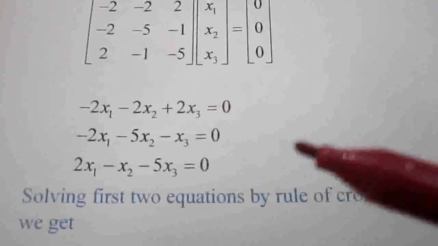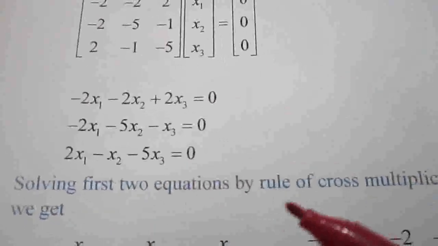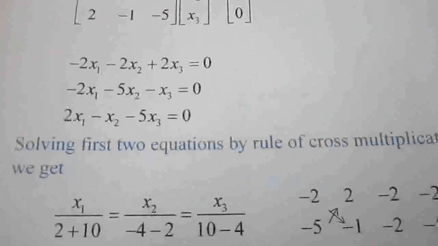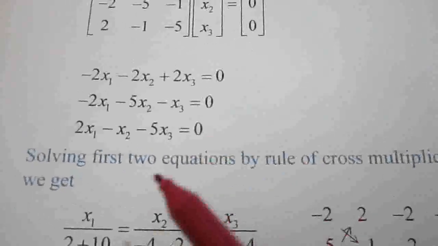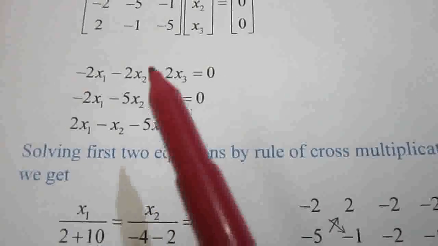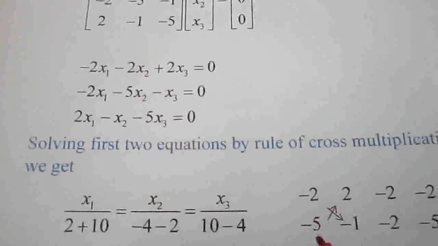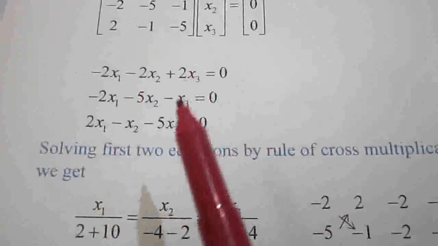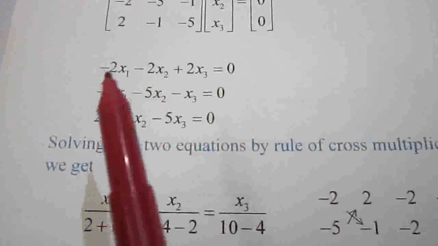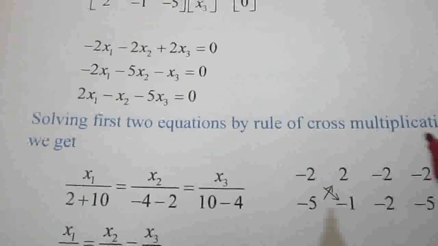We can choose any 2 equations, but I am going to choose the first 2 equations, solving them by the rule of cross multiplication. The rule is: the terms we have to collect from the second row are minus 2, minus 5, and the next terms 2, minus 1. Then the next term, you take the first one: minus 2, minus 2. Always end with the starting term: minus 2, minus 5. Choose the terms like this.